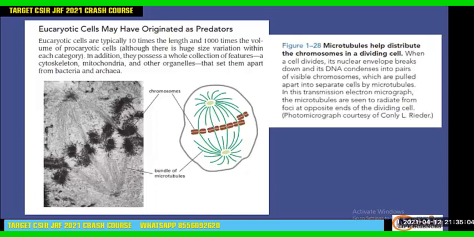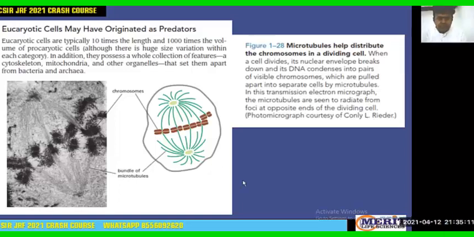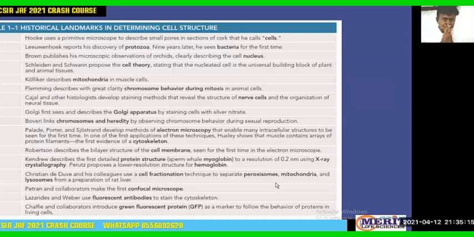So what is the role of microtubules? Microtubules help in the distribution of the chromosomes, right? So this is the historical landmark in determining actual cell structure. A lot of effort has been made by the scientists. What do students here do? A lot of effort in politics. Students are not deeply focused. Very few students are able to focus, study and understand the meaning. Students are doing hard work, reading a lot, but they are not knowing and connecting the facts.